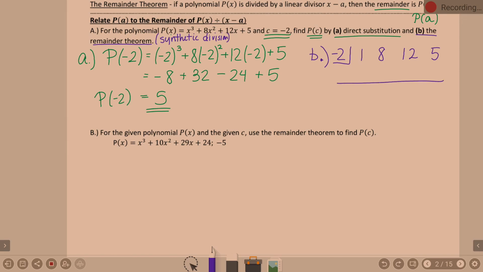Okay. Do the math. We start by what? Dropping 1. Multiply. -2 times 1 is -2. 8 plus -2? 6. -2 times 6? -12. 12 plus -12? 0. -2 times 0? 0. 5 plus 0? 5. What do we just discover here? Remainder is 5. The remainder is 5.